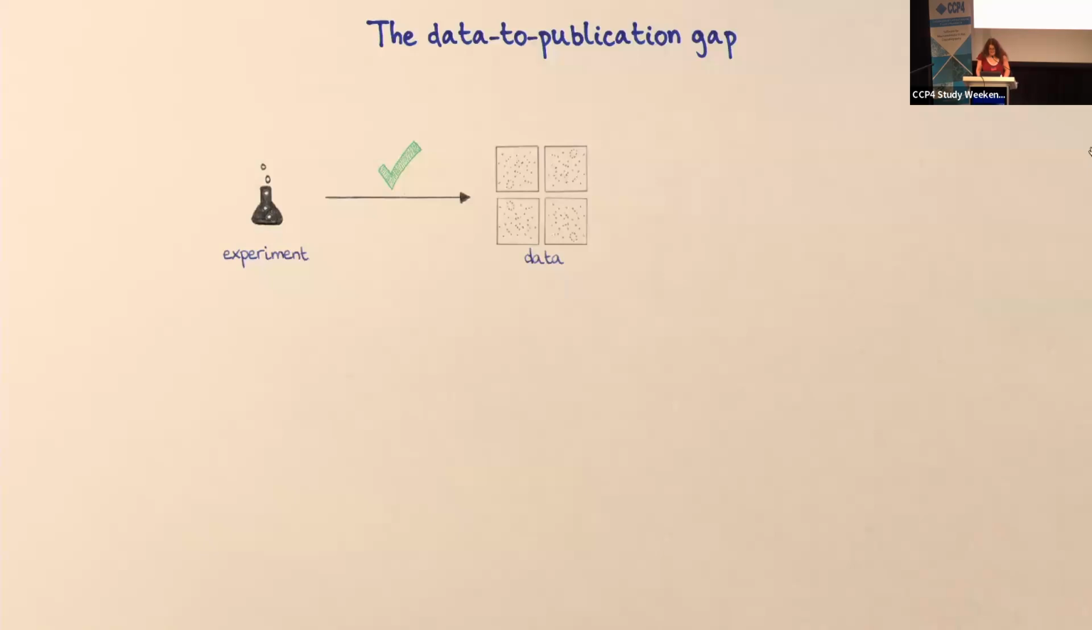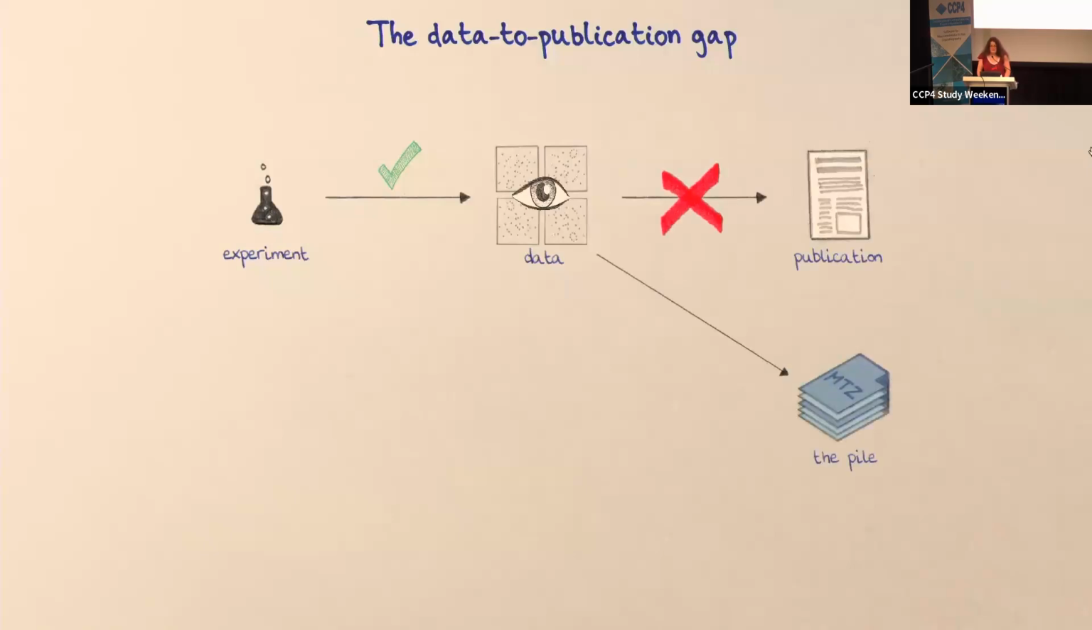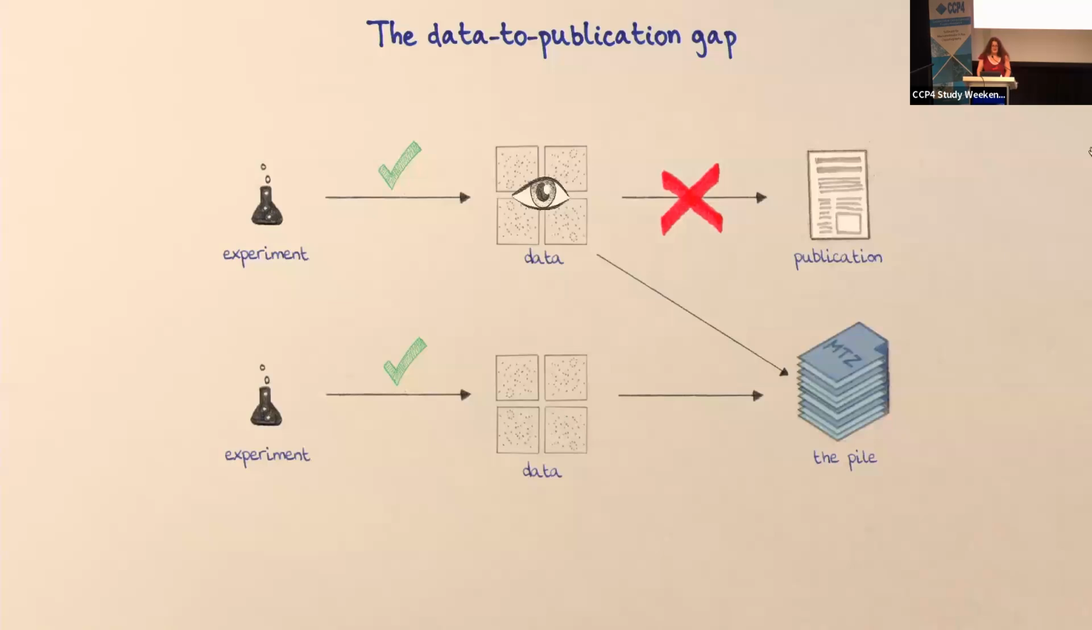And at this point, the researcher will look at the data, and then you would perform data analysis, validation, and publication. However, this doesn't seem to always happen. In fact, that data ends up going on a pile. And the researcher will go on to perform another experiment, which also successfully results in data collection from a successful experiment, and this also ends up on the pile.